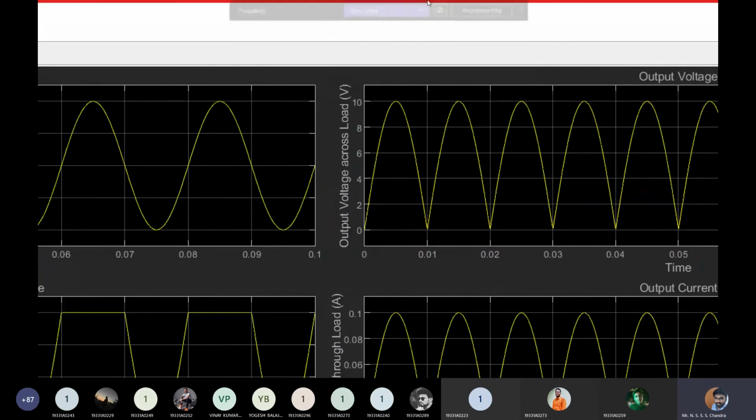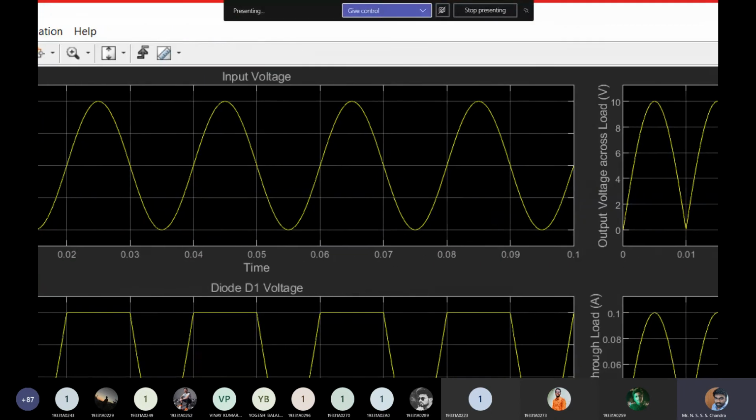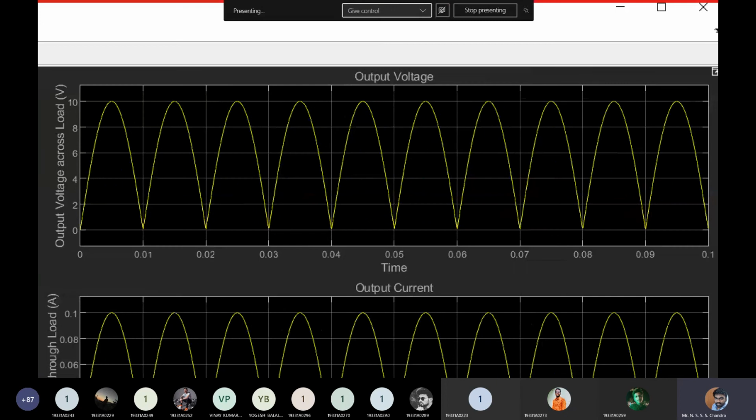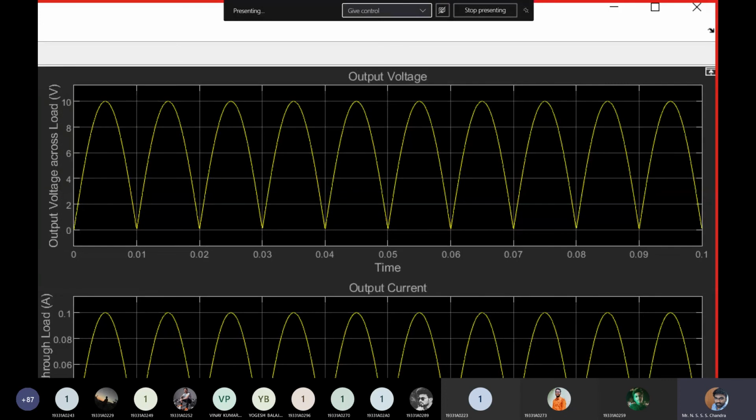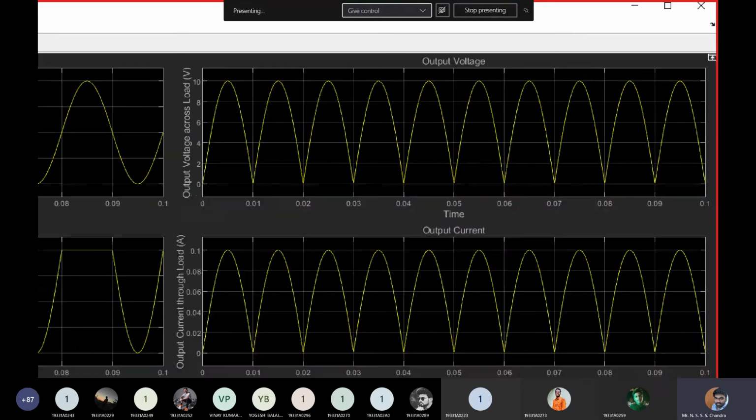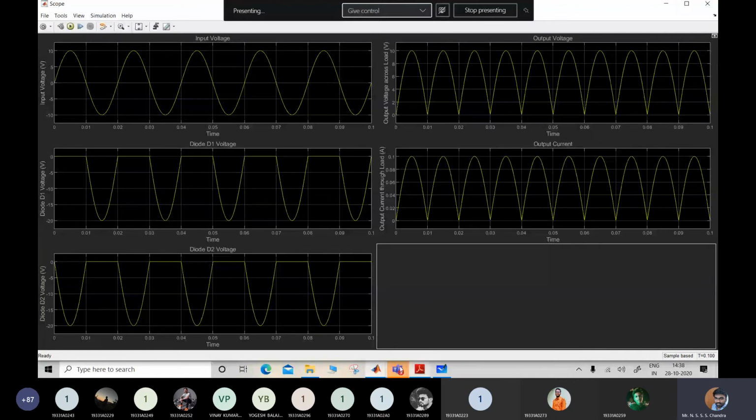So when you are giving a 50 hertz input voltage, you are getting a 100 hertz output voltage. So in the full wave rectifier with center tapped transformer configuration also, you are getting double the frequency of the input frequency. So the output frequency in the full wave rectifier, whether it is a bridge rectifier or center tapped transformer configuration, is always twice that of the input frequency. The same thing we have observed in the center tapped configuration and in the bridge rectifier configuration also.